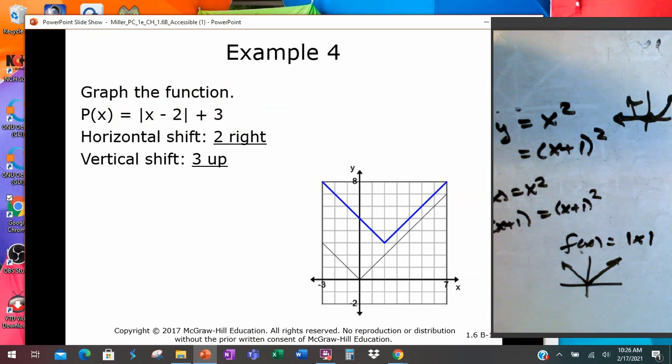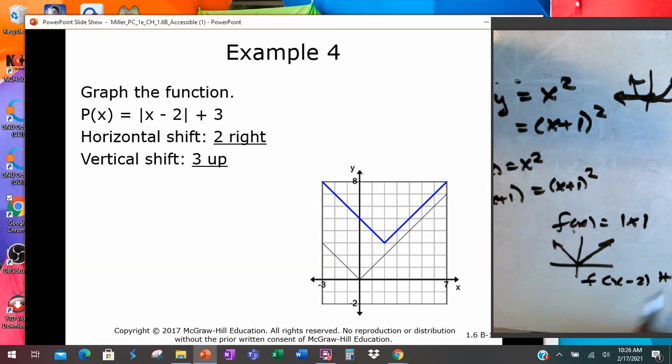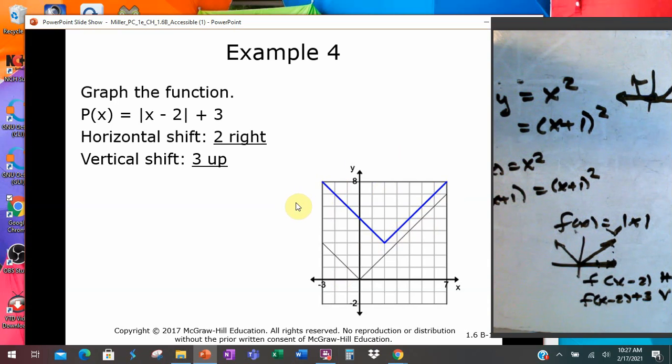And then I'm applying f of x minus 2, and this is the horizontal shift. Then I'm doing plus 3, which is a vertical shift, okay? So since it's negative, I'm going right by 2, 1, 2, that's my new point, and then I'm going up by 3, 1, 2, 3, so that would be where that is, and that's that picture, okay?